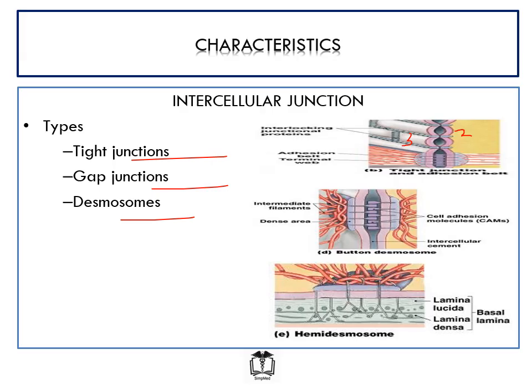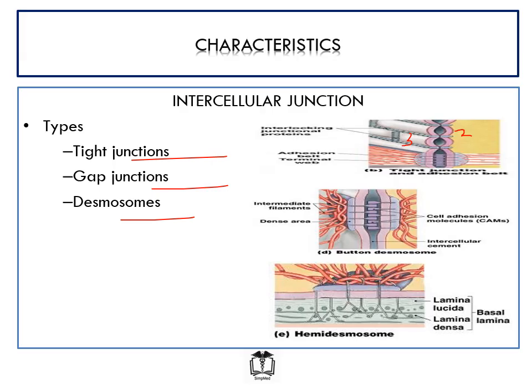Then we have the desmosomes. So let's talk about the desmosomes. Desmosomes include structures like intercellular cement, the camp structures, and dense areas. What they tend to do is tie cells together. So they do virtually the same thing that tight junctions do. They tie cells together and they're usually supported internally by an intermediate filament.